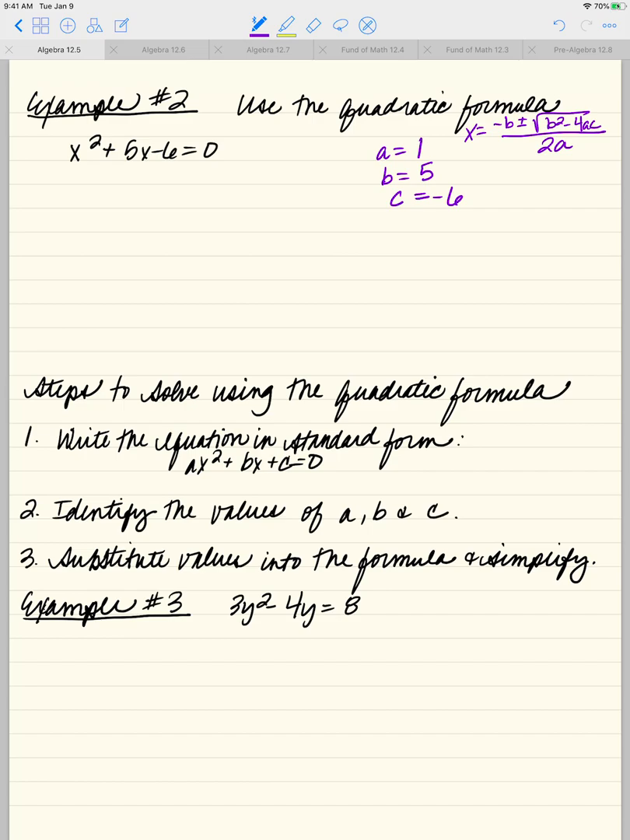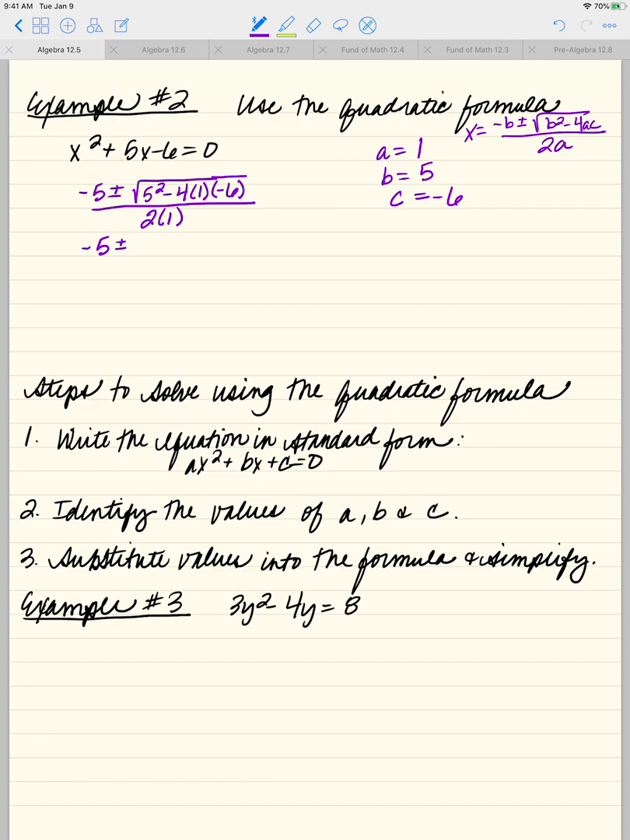So x is equal to negative b. So b is 5, so negative 5 plus or minus the square root of b squared. So 5 squared minus 4ac. So 4 times 1 times negative 6, all over 2 times a, which is 1. I know you guys know that's 2. I'm just writing everything out so we don't lose track of anything.